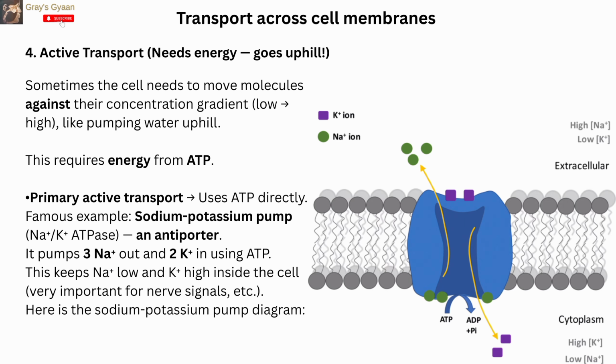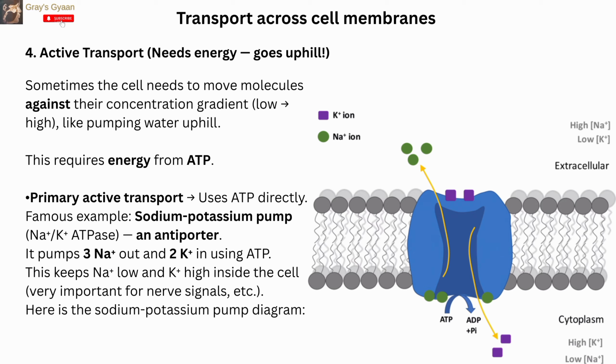4. Active transport needs energy, goes uphill. Sometimes the cell needs to move molecules against their concentration gradient, low to high, like pumping water uphill. This requires energy from ADP. Primary active transport uses ADP directly.